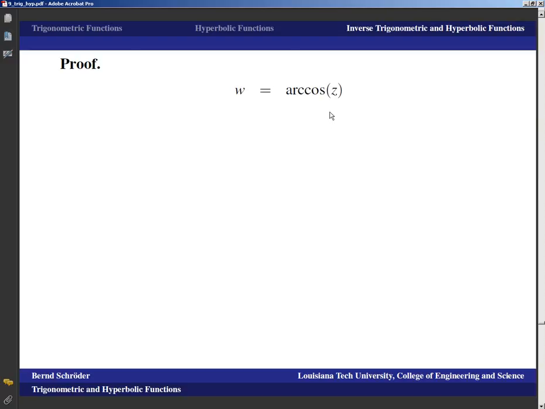The inverse is always obtained by solving the equation w equals arc cosine of z, and we can obtain an expression for the inverse function by now just solving for z. So we have cosine of w being equal to z. Well, how do you solve for w? We now know, which we didn't know in calculus, that cosine of w is e to the iw plus e to the negative iw divided by 2.